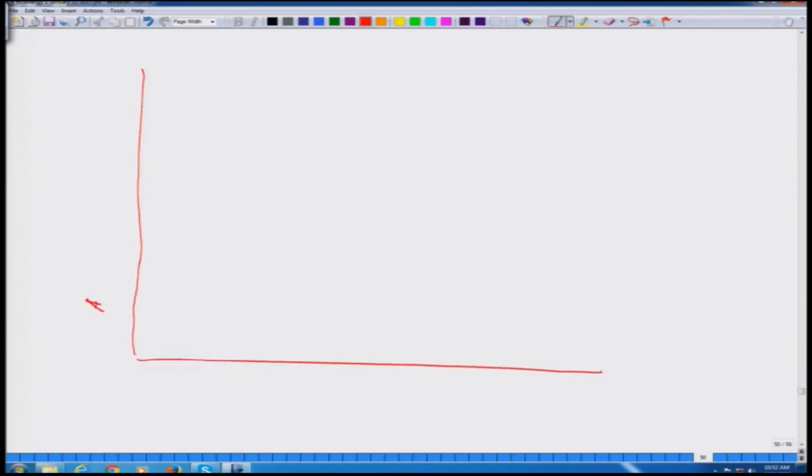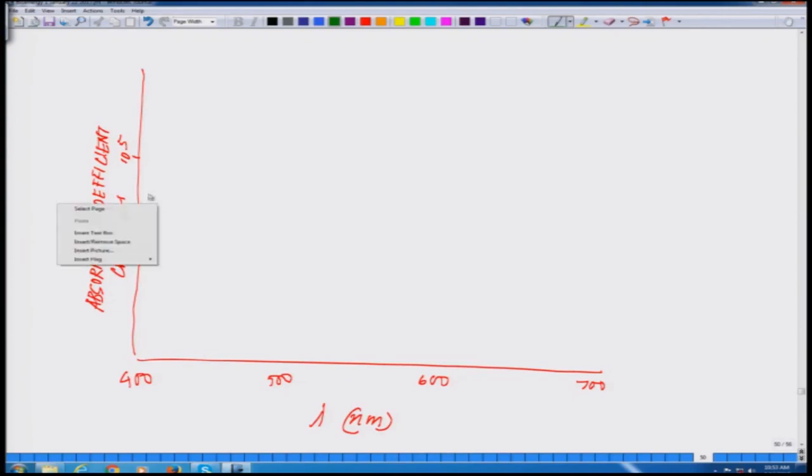Okay. So, here you have the absorption coefficient, which is shown in mole, and say around here 10 to the power 5, and absorption 400, 500, 600, and ending at 700. These are in wavelength in nanometers. Okay. So, for chlorophyll A, let me put it in green. For chlorophyll A, the absorption peak is something like this. So, if you see, this is what chlorophyll A's absorption is going.